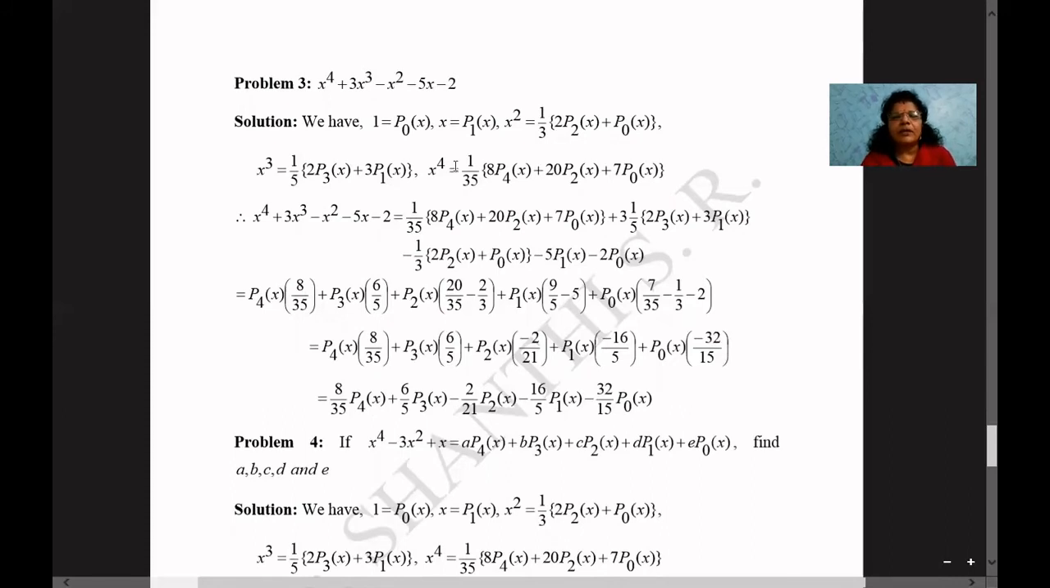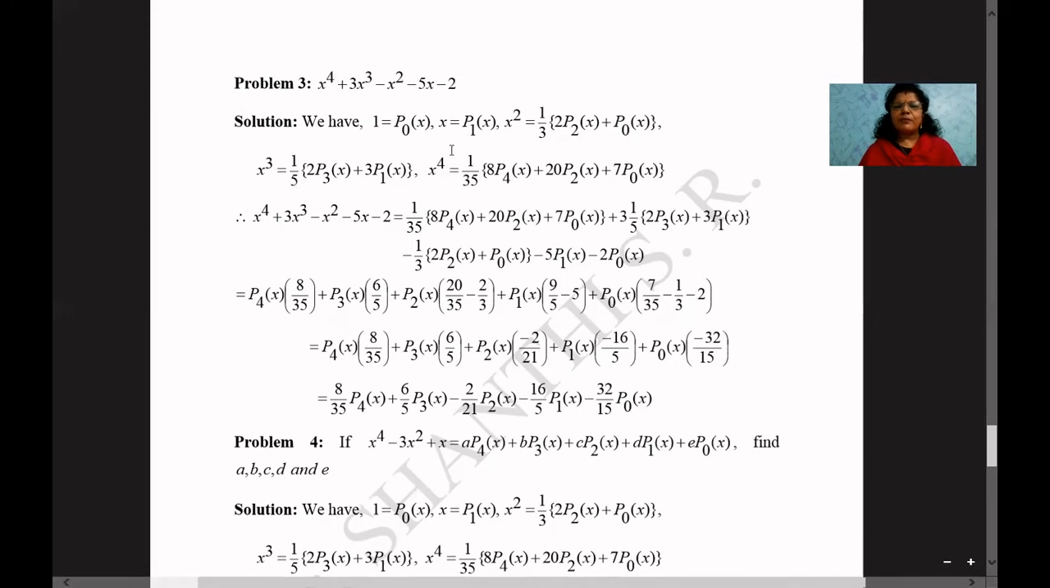That is the P naught formula. That is, 1 is equal to P naught of x. x is P1 of x. x square, x cube, x power 4, all the values. Since it is x power 4, the highest degree, up to x power 4 we should write the formula. Now, write this fourth degree polynomial.